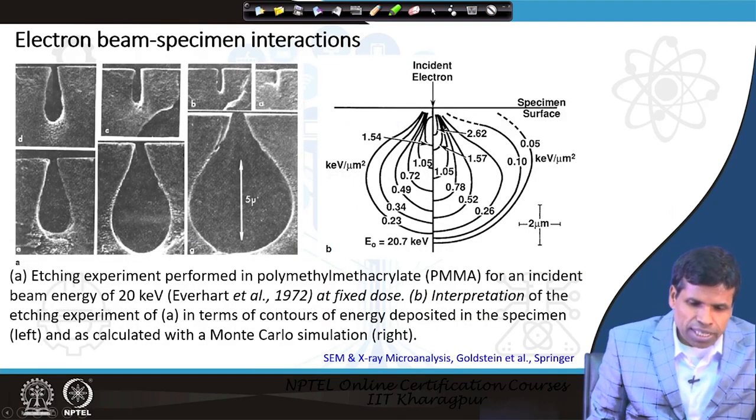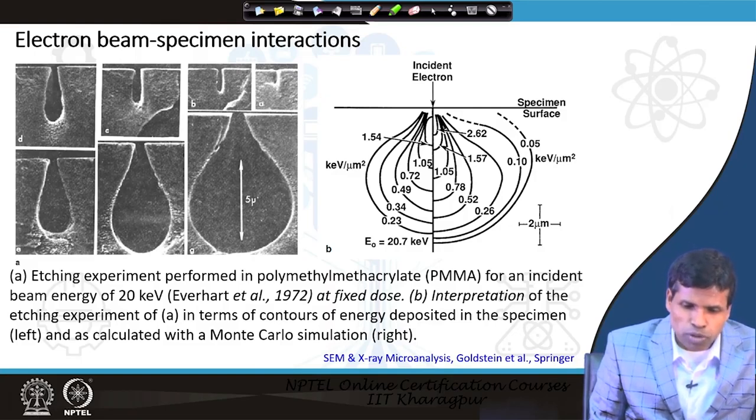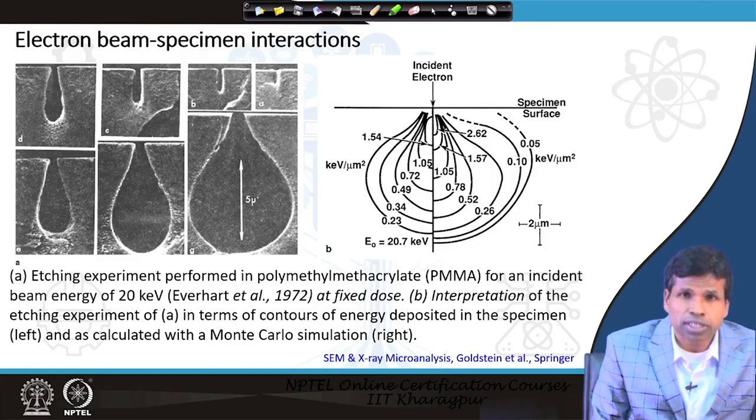You see here, experimentally the shape and size of the interaction volume is determined by taking a polymer sample, polymethyl methacrylate. Here the polymethyl methacrylate, or PMMA, was irradiated with an electron beam at an acceleration voltage of 20 keV. Once the electron beam is irradiated onto this polymer sample, it will cause molecular changes or damage to the polymer, and those damaged parts can be dissolved in an etchant solution. So, after the electron beam irradiation, the PMMA sample was dissolved in an etchant solution, and then microscopic photographs were taken of its cross section.